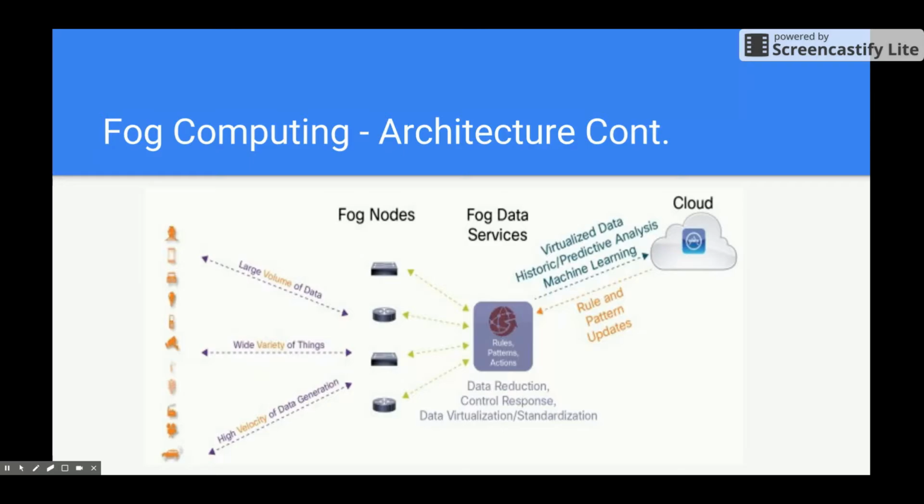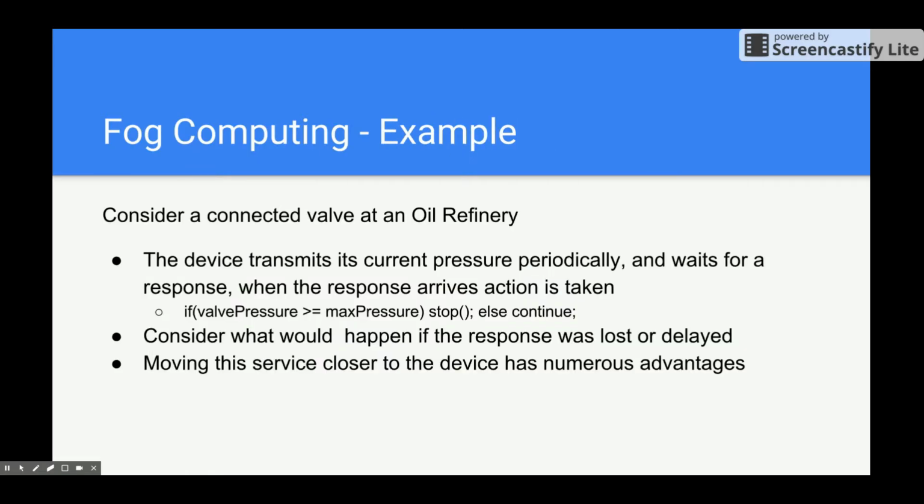This graphic shows how services running on a node communicate with the device and the cloud. Nodes will respond to devices when they notice any possible issues, otherwise they pass data onto the cloud for further processing and long-term storage. Let's take a look at an example.